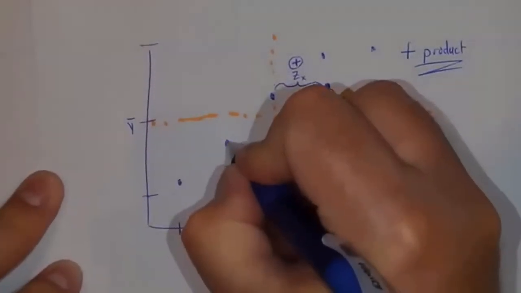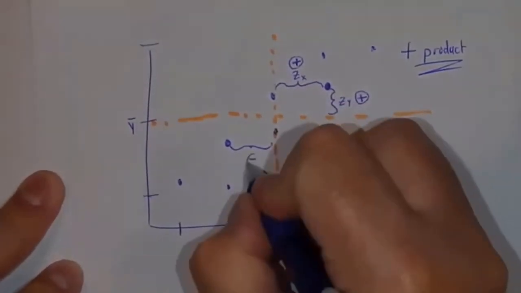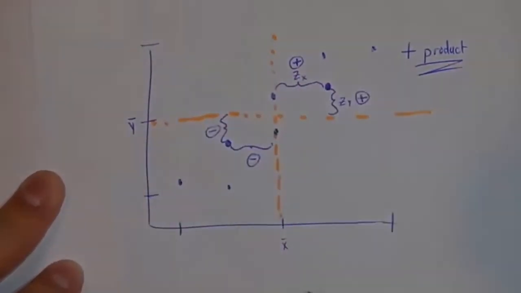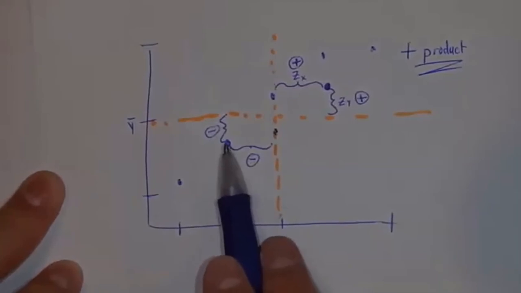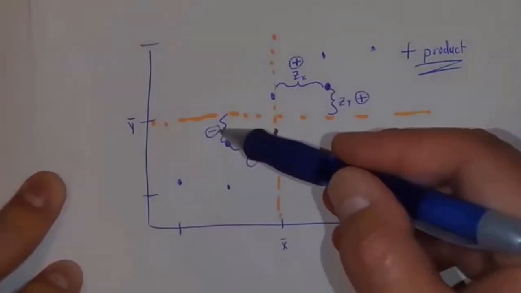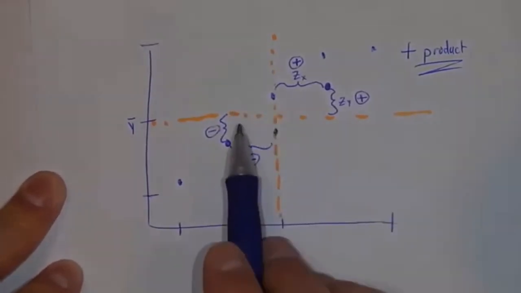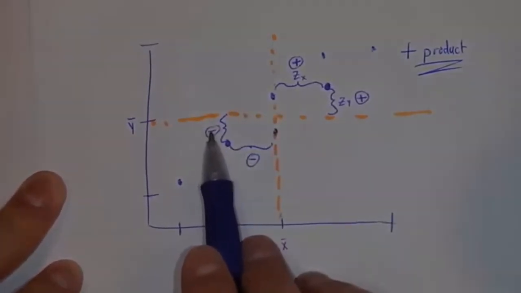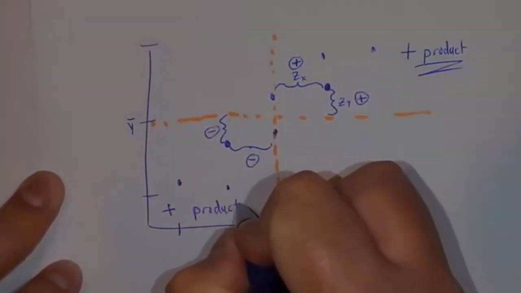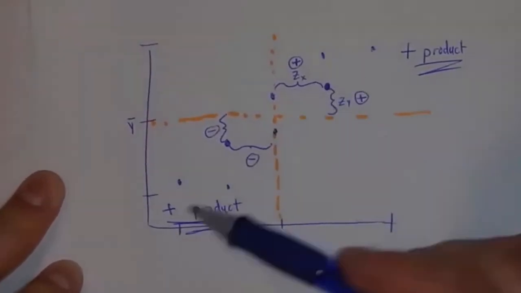Likewise, when I have a point down over here, the z-score for x will be negative, and the z-score for y will also be negative. The z-score for x will be negative because this x value is smaller than x bar. The z-score for y will be negative because the y value is smaller than y bar. But when I multiply negative times negative, that's going to give me a positive product. So any points up here or down here are going to give me a positive product.